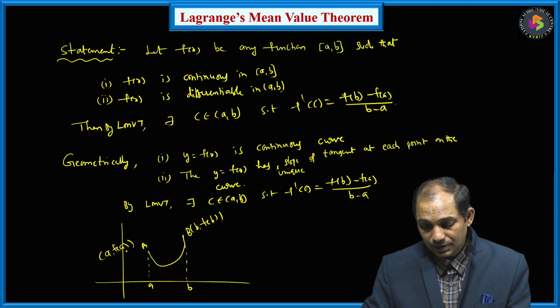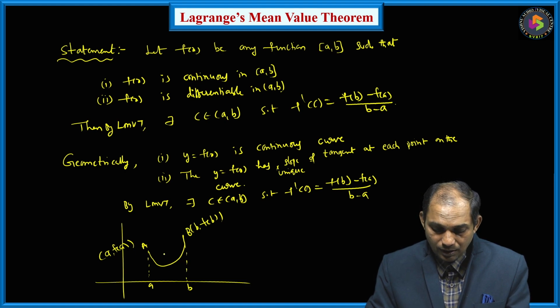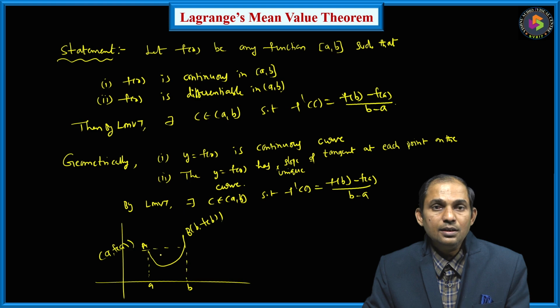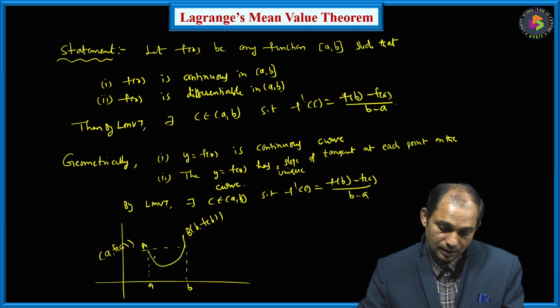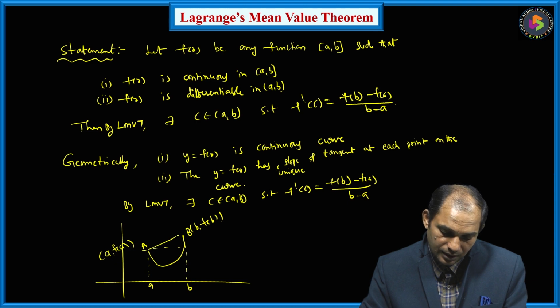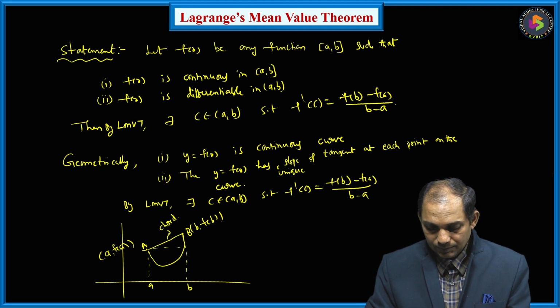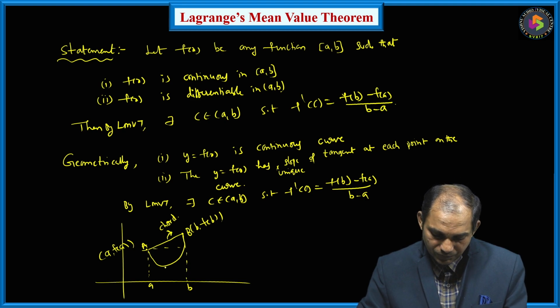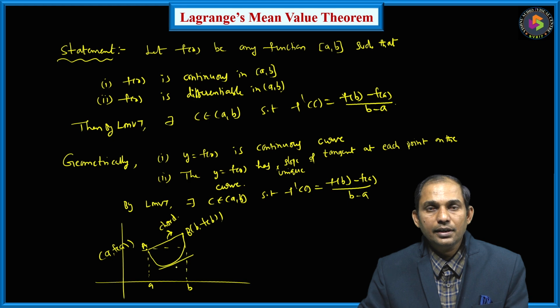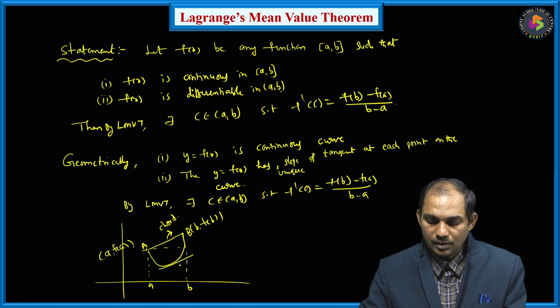So unlike in the previous case, here the third condition we are not going to consider. This curve is continuous as well as differentiable, and the endpoints are not maintained at the same height. We are relaxing the third condition. In that case, there is at least one point on the curve where the slope of the tangent is parallel to the line joining the endpoints A and B, and this line has a name called the chord. So the slope of the tangent is parallel to the chord joining the endpoints A, B, right? This is the geometrical interpretation of Lagrange's mean value theorem.